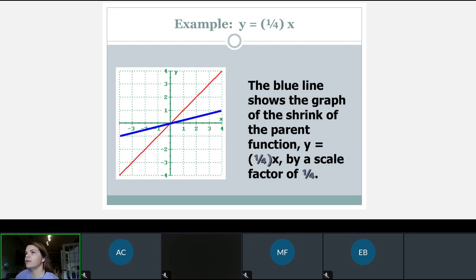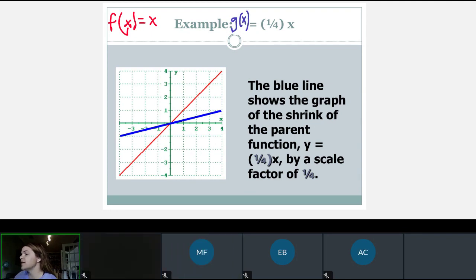So let's look at what that would look like on a graph. The red line is our original parent function, f of x equals x. Again, we start at 0, 0. We go up 1, right 1, up 1, right 1. The blue line is going to be our new function. We're going to call that g of x.